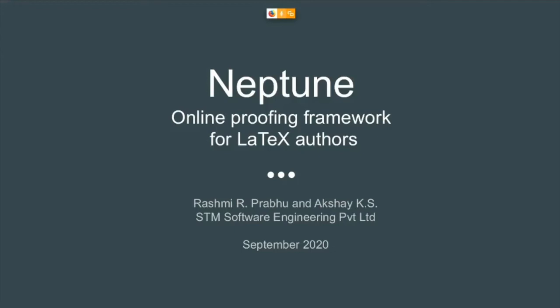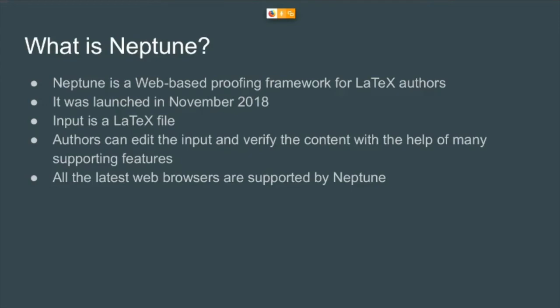Today I am here to present our author proofing tool, Neptune, and its features. Neptune is a web-based proofing framework for LaTeX authors. In Neptune, authors get full access to their source code because its input is a LaTeX file. They can make corrections in the source code according to their requirements and view the changes in the output as PDF side by side. It was launched in November 2018 and all the latest web browsers are supported by Neptune.